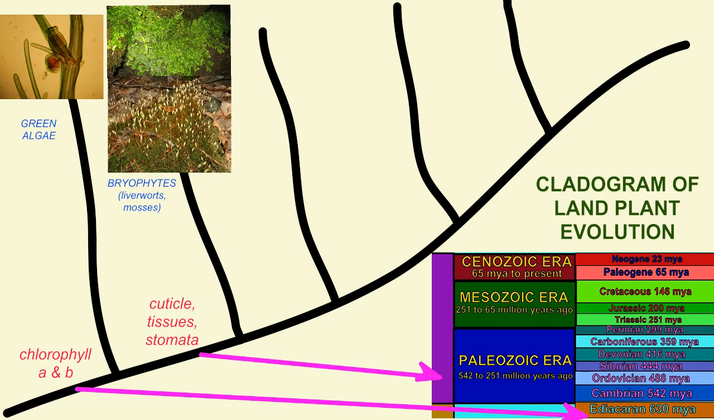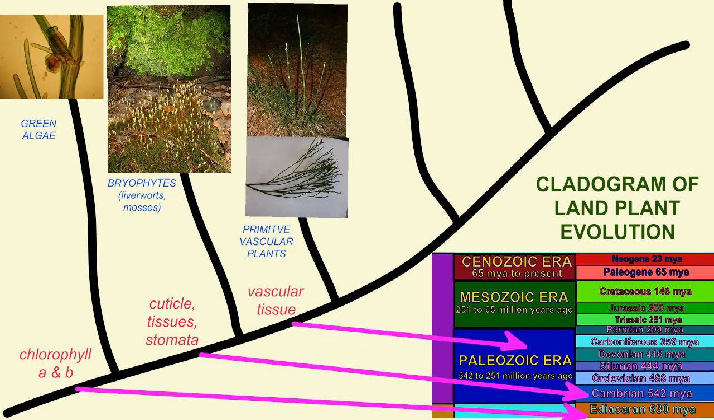With the evolution of a cuticle to protect from water loss, multicellular structures to protect the sporophyte, and openings to allow gas exchange, these evolutionary advances allowed the green algae to become land plants, and it is thought that primitive land plants existed in the Cambrian, and that the modern bryophytes like liverworts and mosses are similar to those ancestral forms.